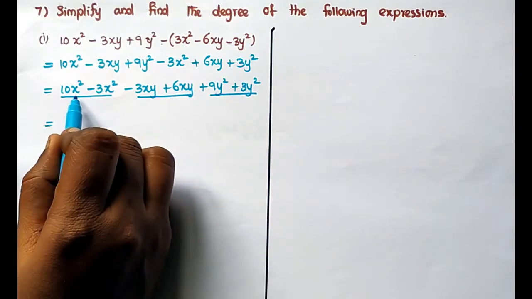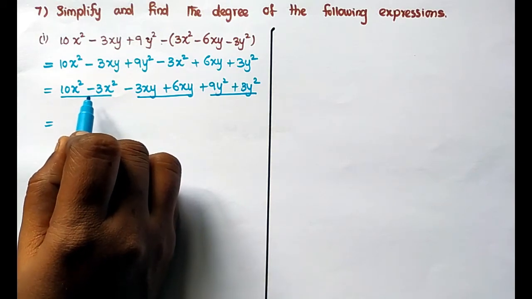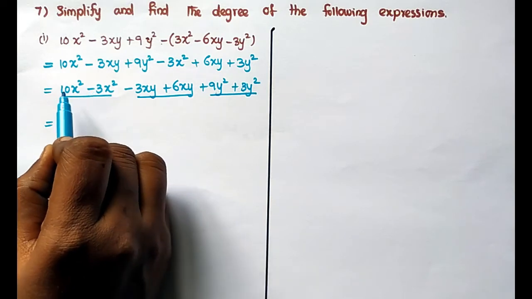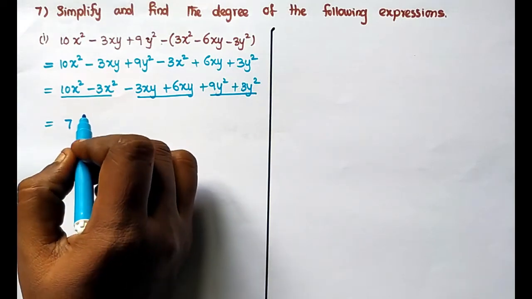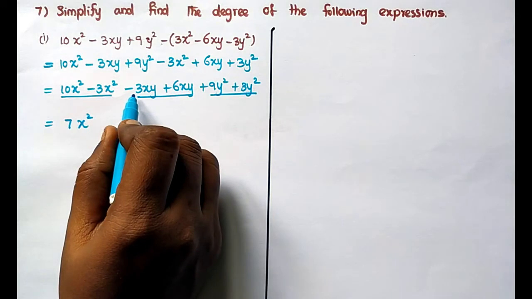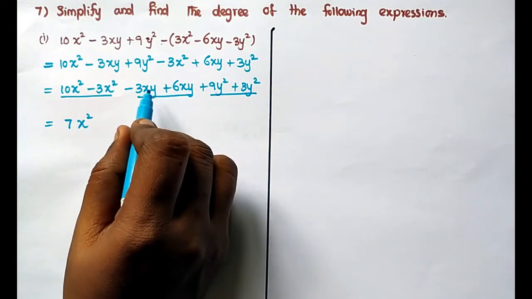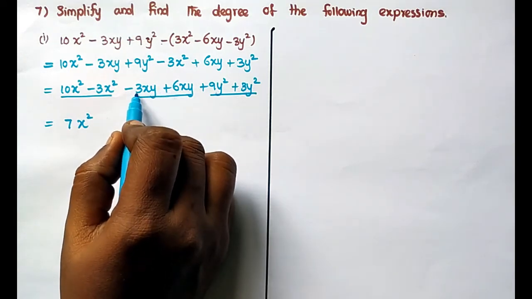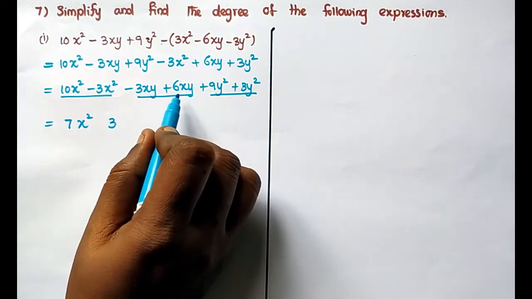Next step, plus 10 minus 3 in x squared terms, different sign. So what is the difference here? 10, 3, 7 is the difference. Which term? X squared term. And here minus plus, different sign, minus 3 plus 6. Minus plus different sign means what is the difference? 3, 6, 3 is the difference. Which term? xy term.